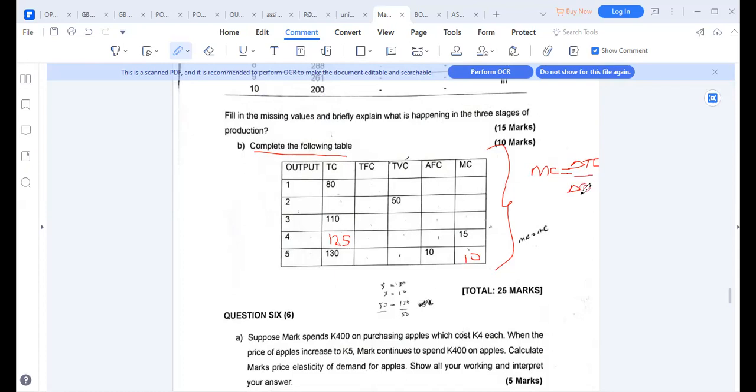Change in quantity. So for this 15 to be there, there should have been a difference between this and 15 to get this one. So the change: 125 minus 110 is 15, divided by 4 minus 3, is 15. So that is how we get this 15. So this 15 was there, and I simply add the 15 to that to get this.